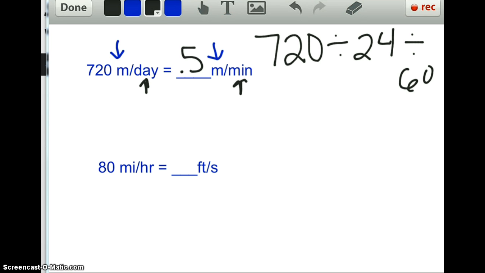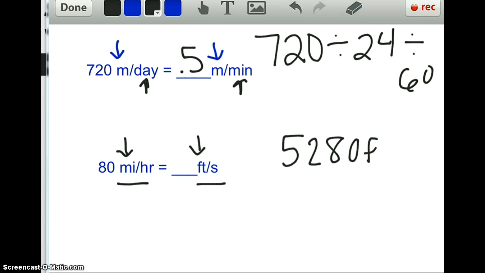I've got 80 miles per hour, and I want to go to feet per second. So I'm going to deal with that top thing first. Miles per hour, feet per second. Let's get from miles to feet. So I think back to yesterday, and I know that 5,280 feet equals 1 mile. Now, memorize this one. If you didn't already just know that, you need to figure out a way to remember that. All right? So 80 miles is how many feet?